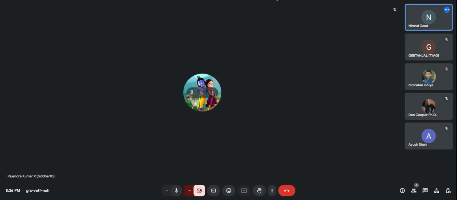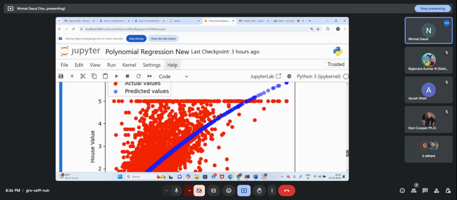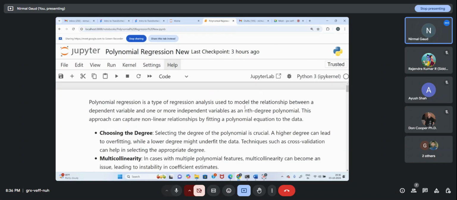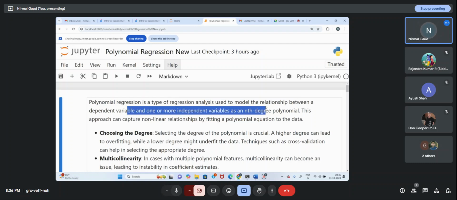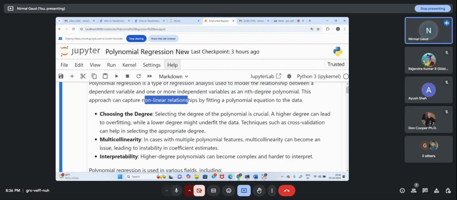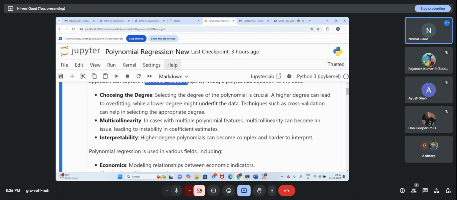Okay, so here I'm sharing my entire screen, and you can see the code. Before that, I want to talk something more about polynomial regression. It is a type of regression analysis used to find the relationship between dependent and independent variable of nth degree polynomial. This is a non-linear relationship. Here we have to choose the degree.